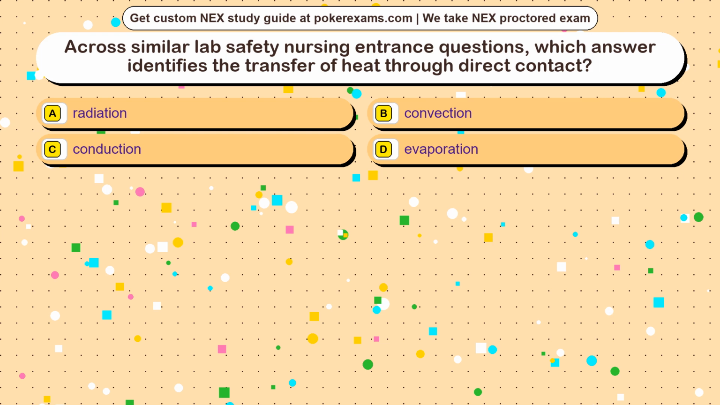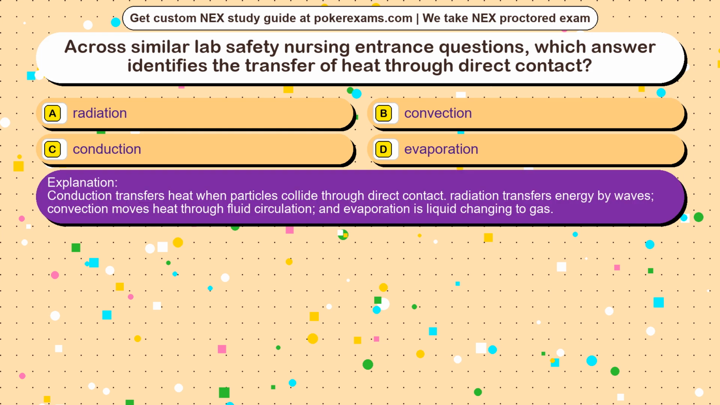The correct answer is option. Conduction transfers heat when particles collide through direct contact. Radiation transfers energy by waves. Convection moves heat through fluid circulation, and evaporation is liquid changing to gas.